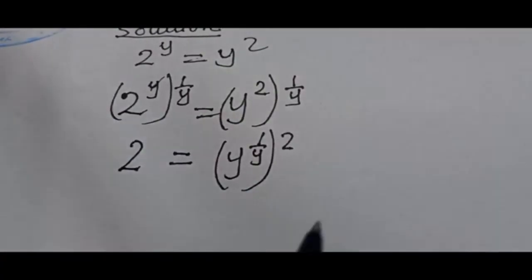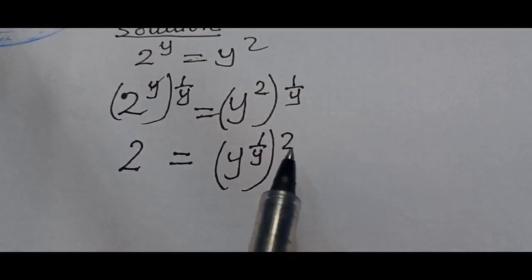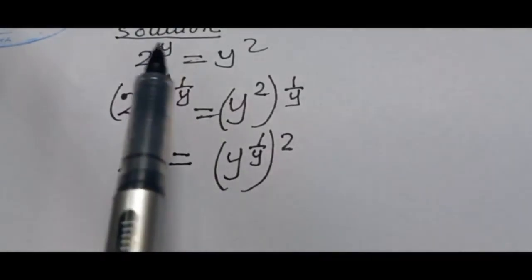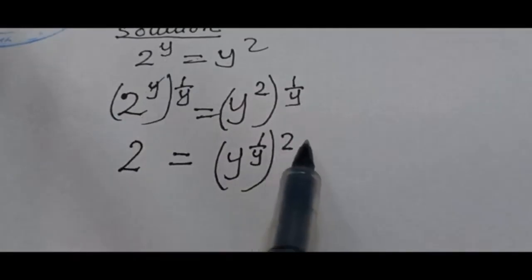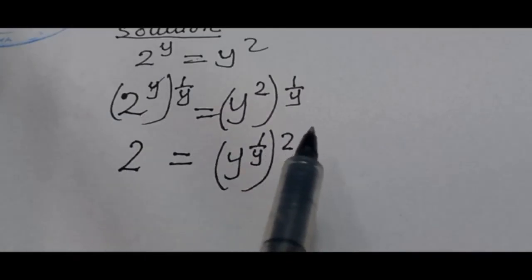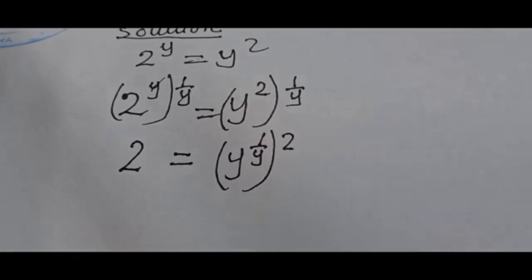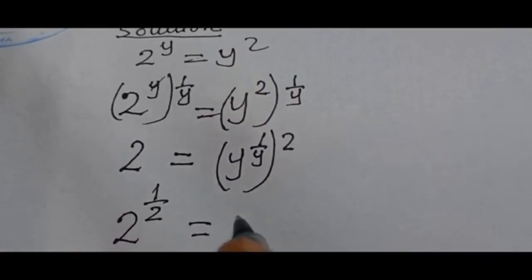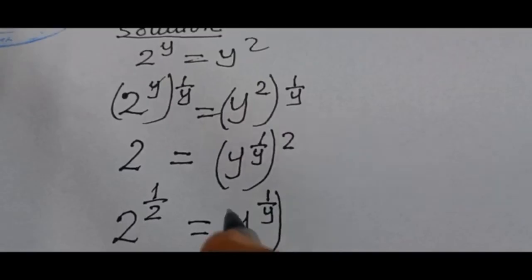Again here, let us eliminate the exponent 2. We are going to use the same method as the one we used to eliminate the exponent y. Here, we raise the inverse or reciprocal of 2 to both sides of the exponents. The inverse or reciprocal of 2 is 1 over 2. So we have 2 raised to 1 over 2 equals y raised to exponent 1 over y in the brackets.